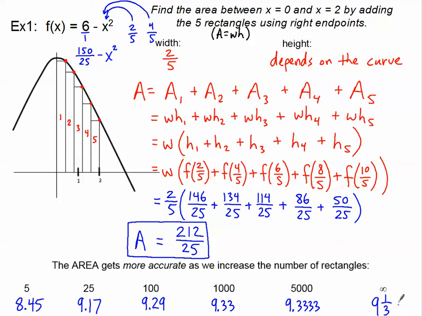I will show you in our next tutorial how to find the exact area given infinite rectangles, but for this tutorial we are finished with the finite number of rectangles. We just used 5, and we followed this process to find our ultimate approximation of an area.